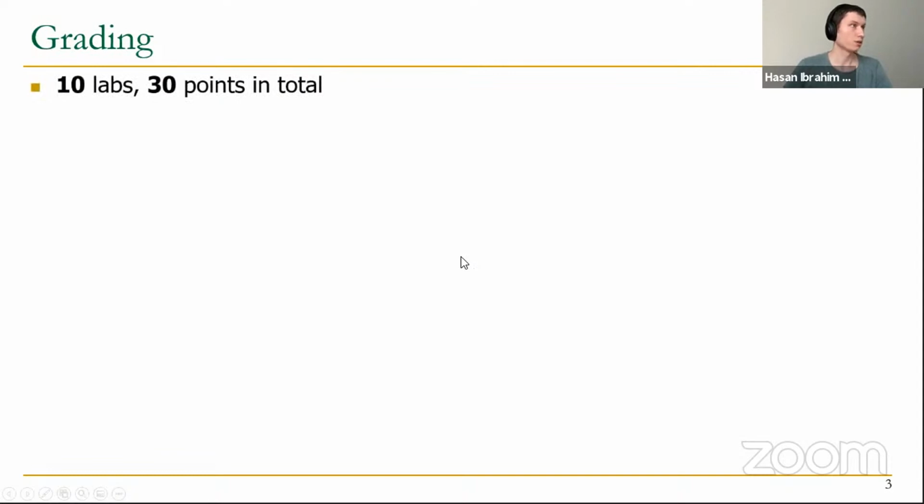In this slide, I will talk about the grading of the lab sessions. In total, we have 10 labs and 10 different assignments. You will get 30 points in total.